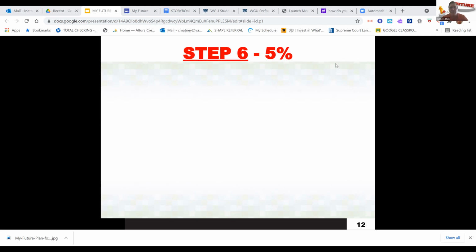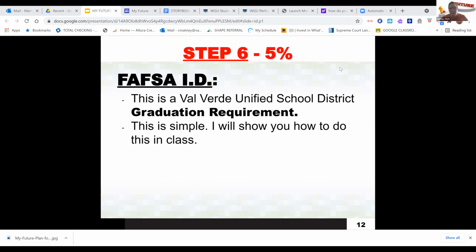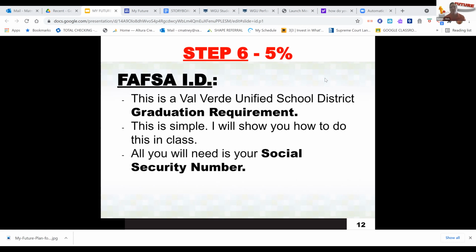And then step 6 is something that you guys are well familiar with. It's a graduation requirement that you have to complete your FAFSA. Your counselor is going to be all over you anyway. So what I try to do is just get you to get your FAFSA ID. And it's very, very simple, ladies and gentlemen. All you have to do is have your social security number. I did this with my class last year. I just wanted to see what it was like.